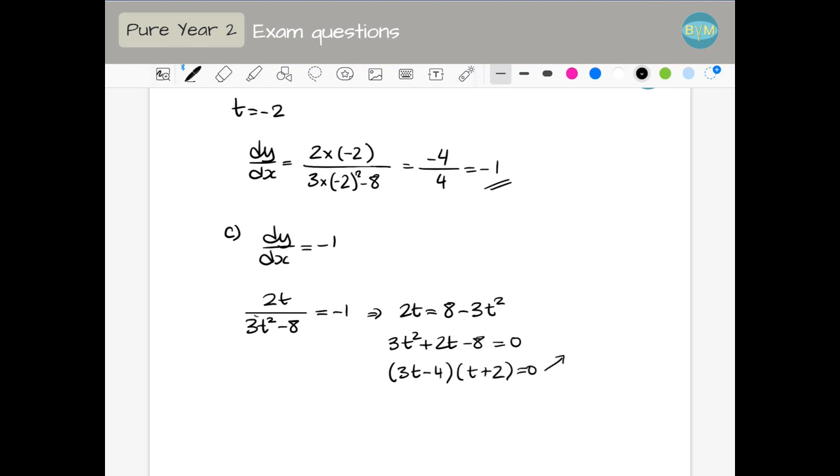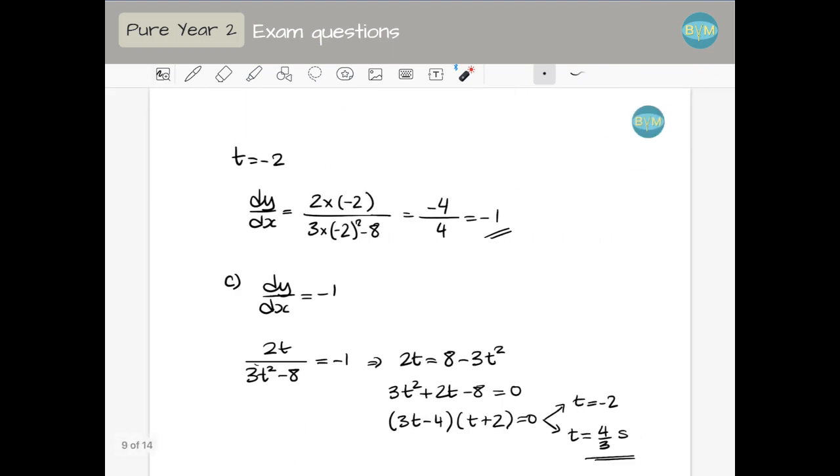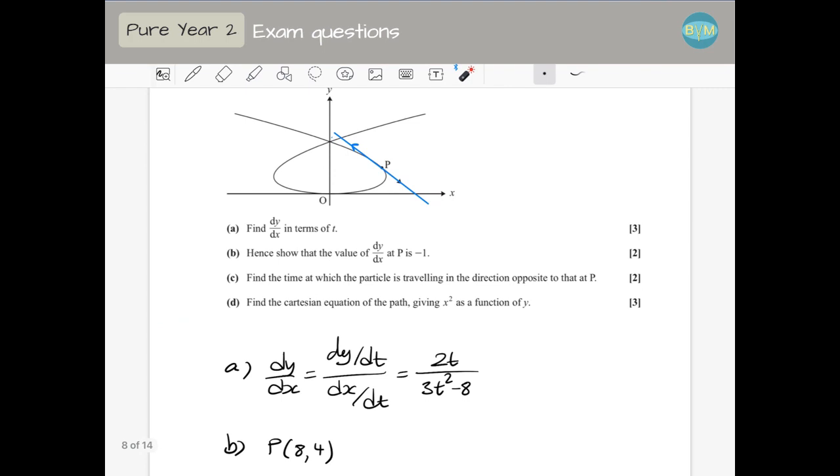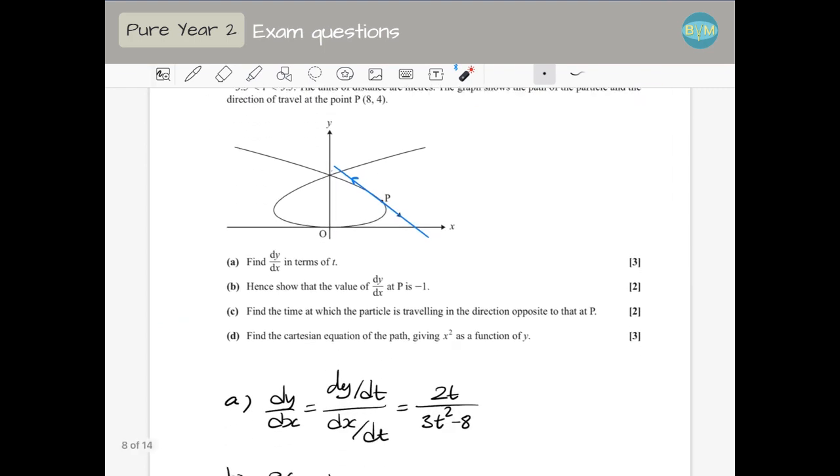As we said, one is the parameter that we knew, t equals minus 2, and the other one is t equals 4 thirds. This is the other time where the particle has the same gradient but is going in the other direction. We know it's in the other direction because we only have two values. If we had more, we should check whether it's going in the other direction. But if I have only two values, and I know this one is in one direction, the other must be in the other direction. So that's the time, and it's in seconds, because they tell us the time is in seconds.